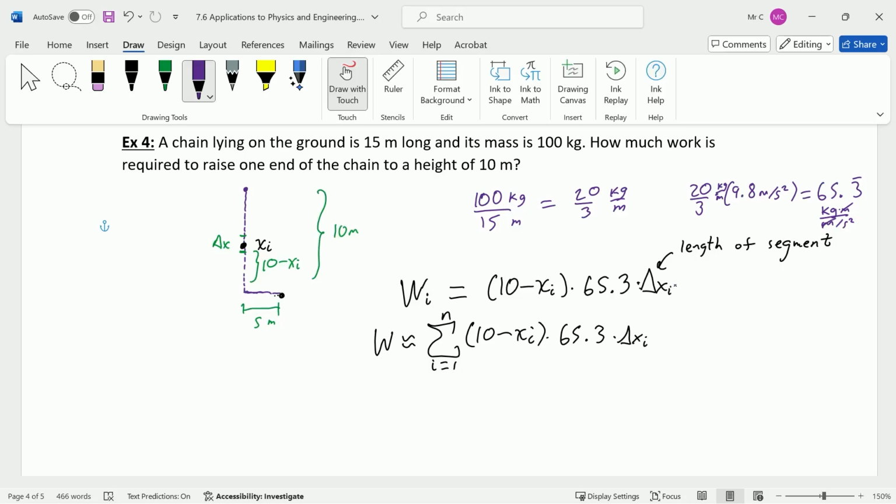Okay, so now that I've got that, I can integrate this thing because this is a Riemann sum. And so if I take the limit as n goes to infinity of that, I just get the integral of those functions. So in other words, the actual total work is the integral over the distance, which is from 0 to 10, of the 65.3 times 10 minus x dx.